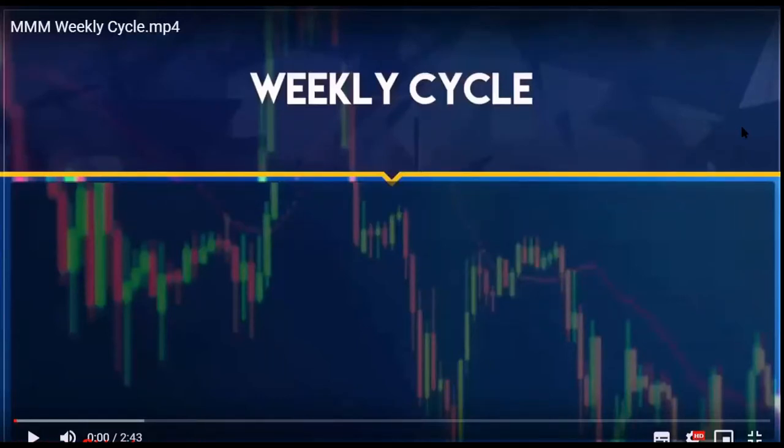In lesson one, we're really going to focus on the weekly and the intraday cycle. We're going to really focus on cycles themselves, and this is going to build up your foundation for being able to trade this strategy effectively. Always know where you are in the bigger picture, right? What's happening in the cycle?